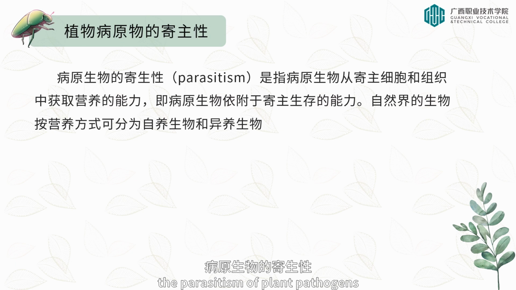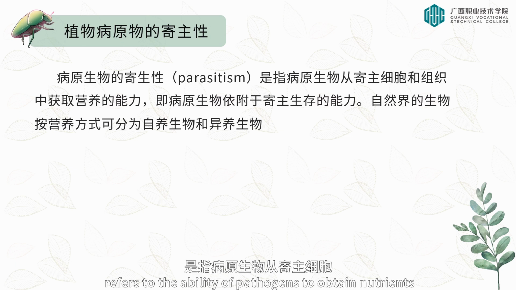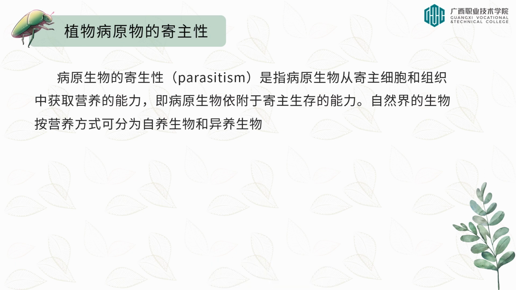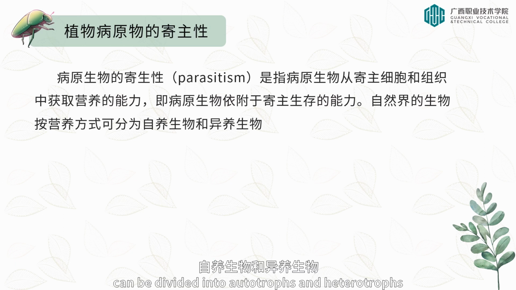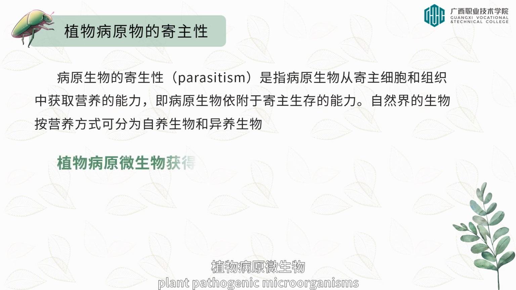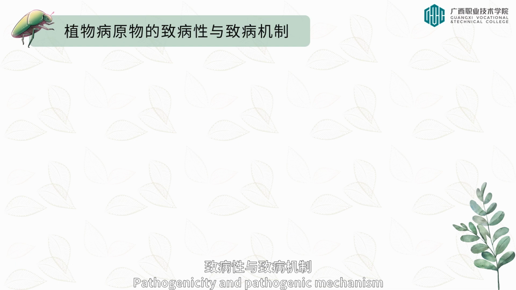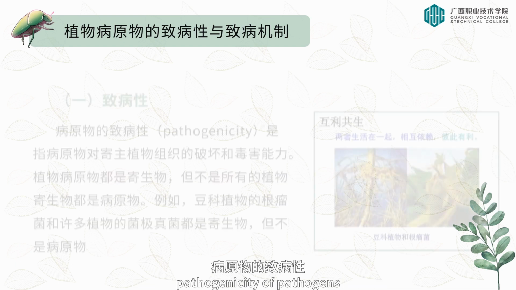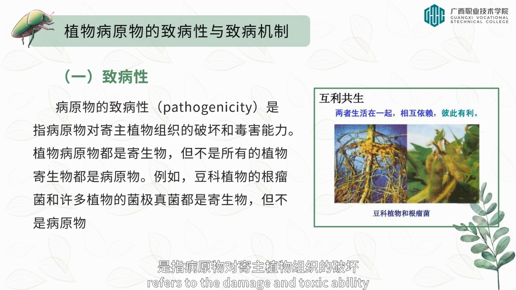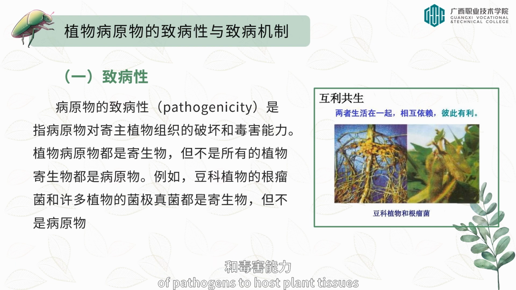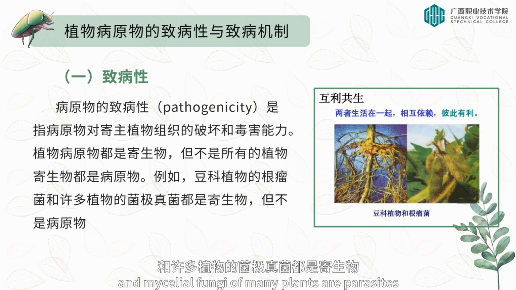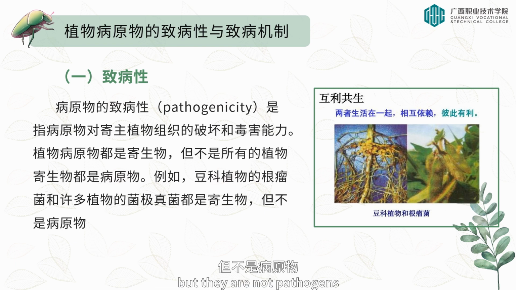The parasitism of plant pathogens refers to the ability of pathogens to obtain nutrients from host cells and tissues for survival. Natural organisms, according to the way of nutrition, can be divided into autotrophs and heterotrophs. Plant pathogenic microorganisms have two ways to obtain nutrients. 2. Plant pathogens: pathogenicity and pathogenic mechanism. Pathogenicity refers to the damaging and toxic ability of the pathogens to host plant tissues. Plant pathogens are parasites, but not all plant parasites are pathogens.